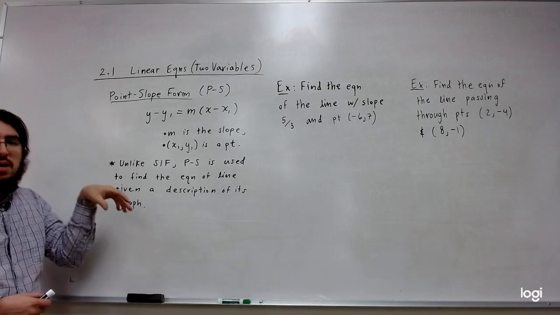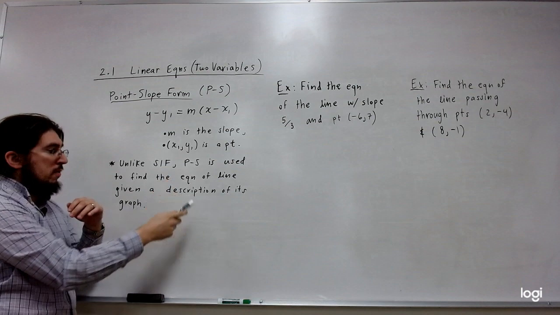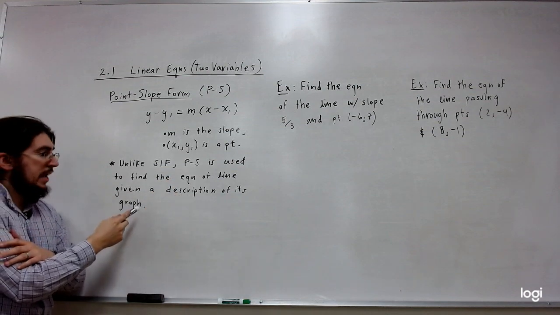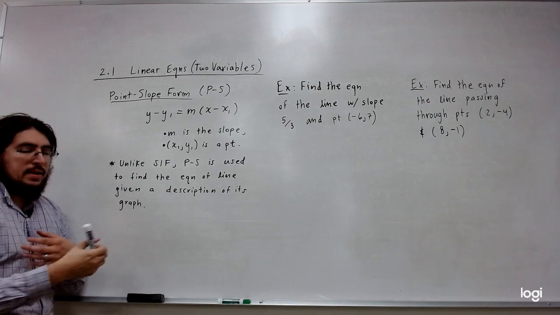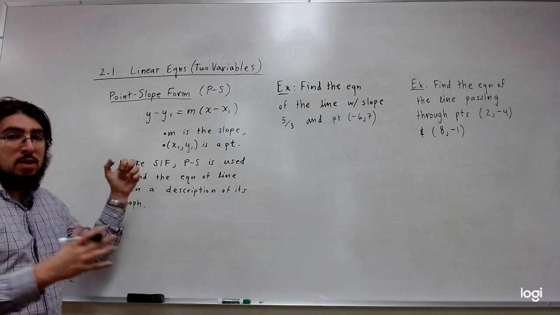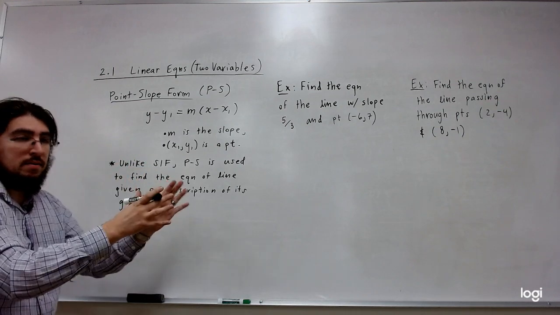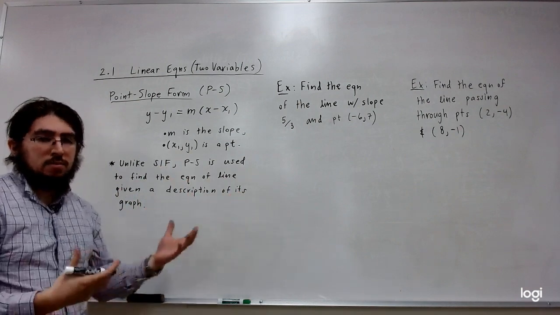Now, I make a key note here. Unlike the slope-intercept form, point-slope form is used to find the equation of the line given the description of its graph. Okay? So I just want to give you the big picture. Slope-intercept form, you have the equation, you get the graph. Point-slope form, you have the graph, you get the equation. That's really the difference here.